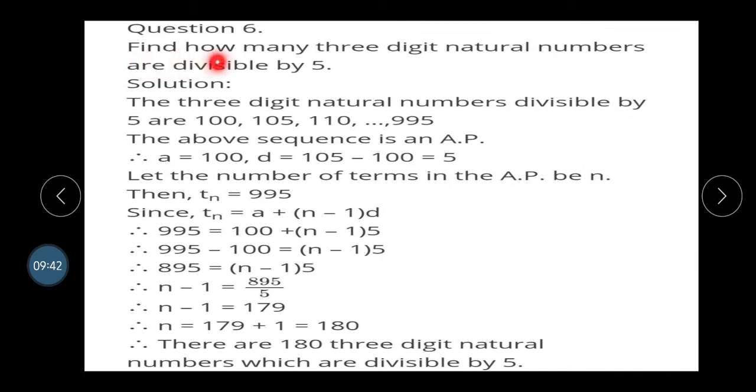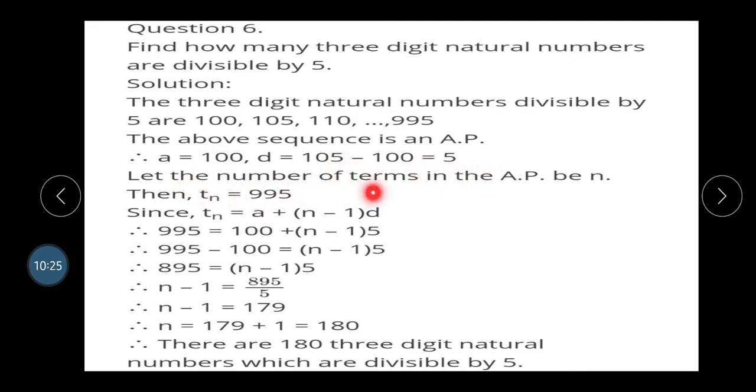Question 6. Find how many 3-digit natural numbers are divisible by 5. 3-digit numbers means the numbers which are after 99. The three-digit natural numbers divisible by 5 are 100, 105, 110 and so on till 995, because the last three-digit number is 999. The above sequence is an AP. A is 100, D is 105 minus 100, that we will get 5.